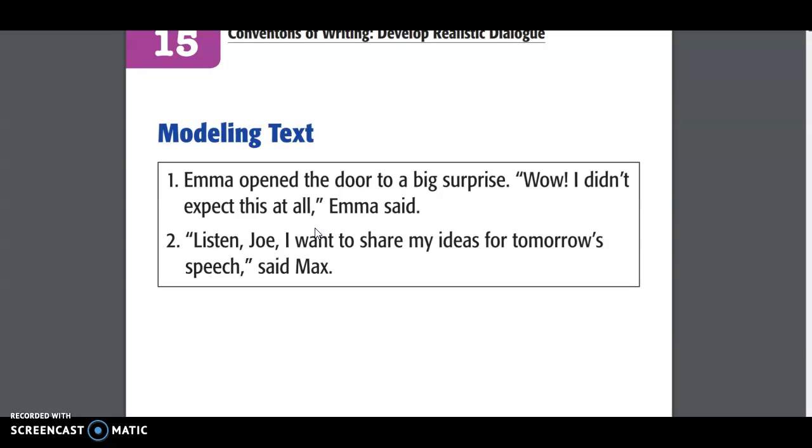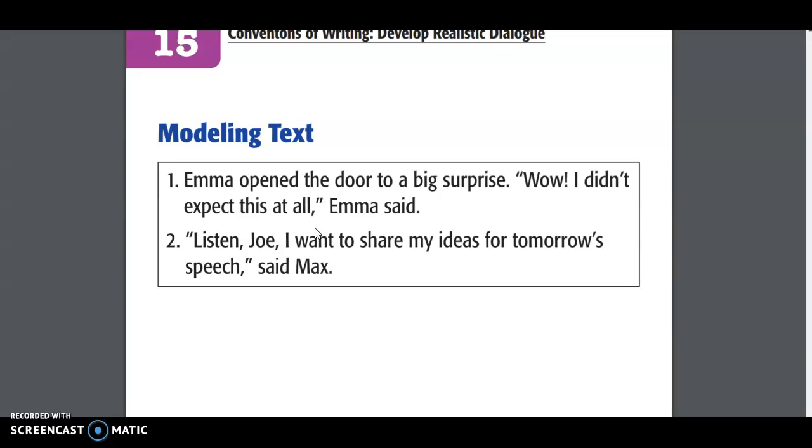Anytime your character is making a pause, like in number 2, listen, Joe, there's a pause there. So see if you can put any commas in where you would want to pause. Maybe near your interjections when you put them in there, or at the end, or wherever you think there needs to be a pause in your dialogue.